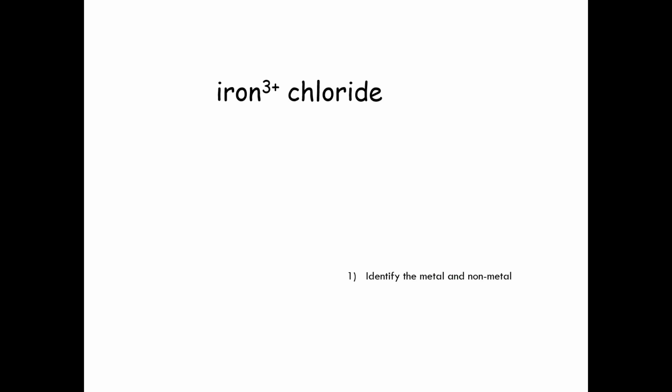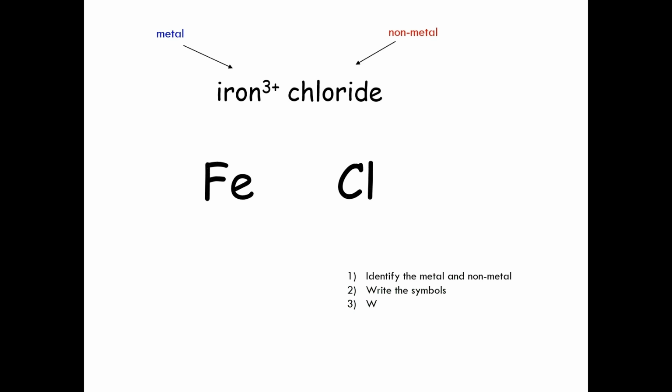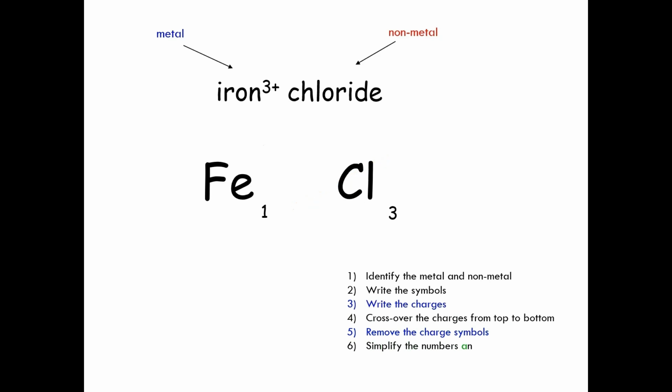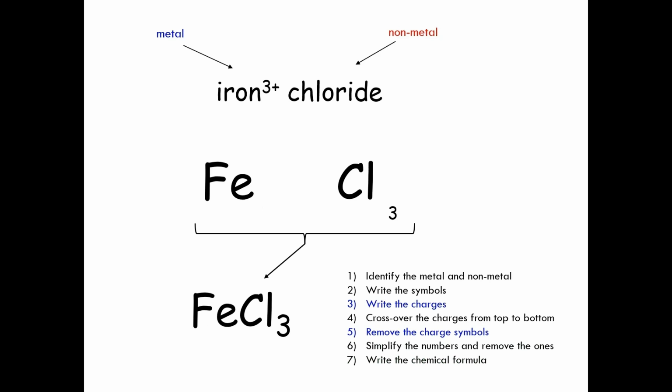And so we identified the metal and the nonmetal. We write the symbols. We write the charges, we cross them over, remove the charge symbols, simplify, and write the chemical formula. And so you can see here that the chemical formula for iron 3 chloride is different from the chemical formula of iron 2 chloride. Here the chemical formula is FeCl3.